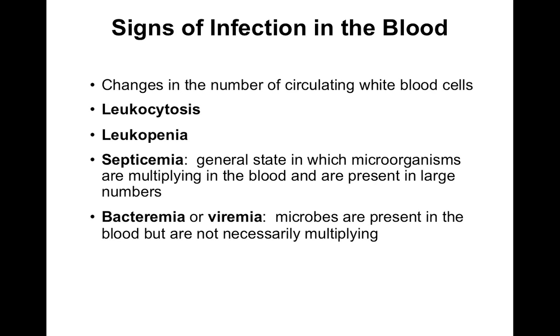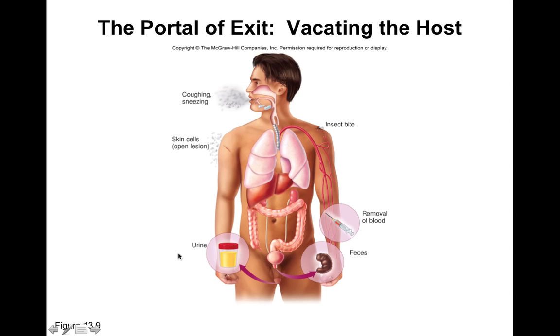So this is very severe. If you have microorganisms multiplying in the blood, you are in serious trouble. And that is because they can pretty much get as much nutrients as they want from the blood, and it allows them to travel throughout the body fairly easily. Bacteremia or viremia, so these are microbes that are present in the blood but are not necessarily multiplying, so it's kind of a transitional state. Septicemia is much more severe than bacteremia.